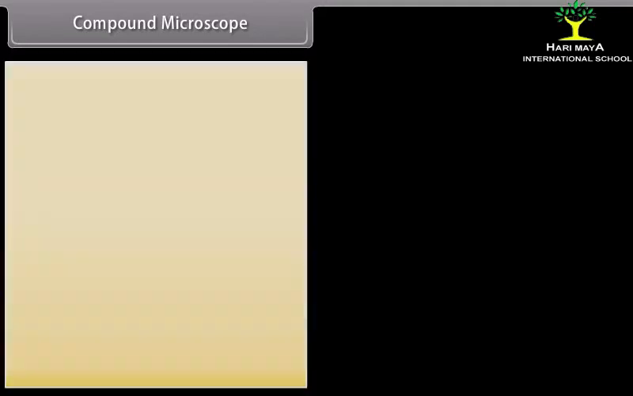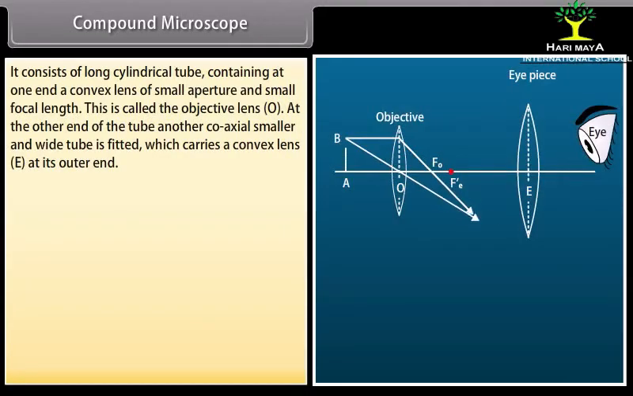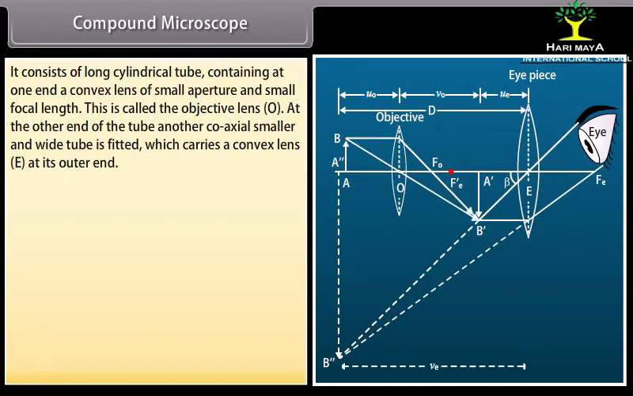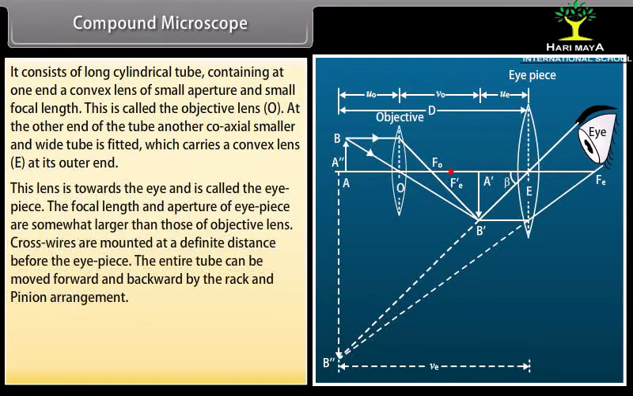Compound microscope. It consists of a long cylindrical tube containing at one end a convex lens of small aperture and small focal length. This is called the objective lens O. At the other end of the tube, another coaxial smaller and wide tube is fitted which carries a convex lens E at its outer end. This lens is towards the eye and is called the eyepiece.